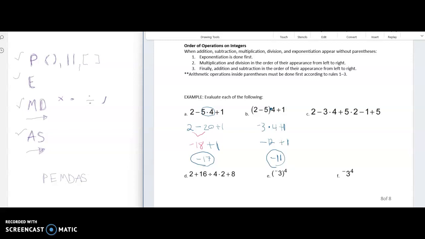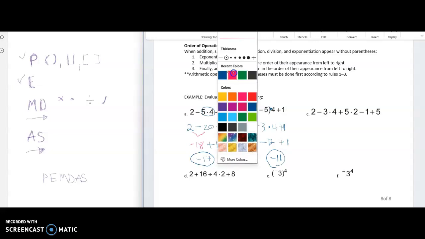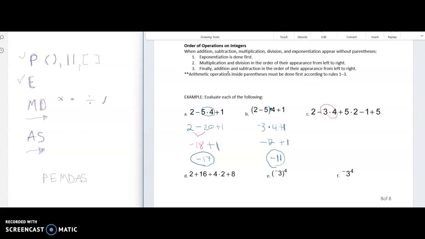The next example has no parentheses, and it has no exponents, but we do have a lot of subtraction, multiplication, and addition. So I'm going to read from left to right, and I'm going to do anything that has multiplication first. So I see 3 times 4 is multiplication. I see 5 times 2. So I'll make sure I take care of those in my first step. So I'm going to rewrite 2 minus 3 times 4 is 12. Still write this plus operator. And then 5 times 2 is 10. And then I'll rewrite minus 1 plus 5.